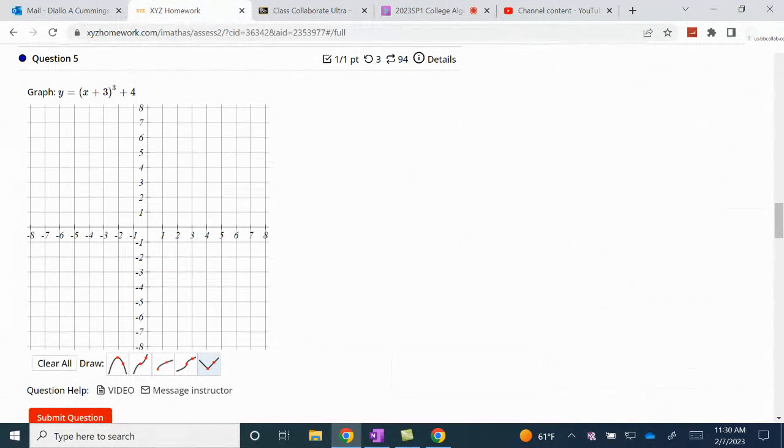In this example, this is problem number 5 from section 2.1, and we're asked to graph y is equal to the quantity x plus 3 cubed plus 4. Keep in mind that since the largest exponent is 3, this is a cubic function. So we're going to graph using this cubic function tool. But first, before we graph, let's explore the cubic function.